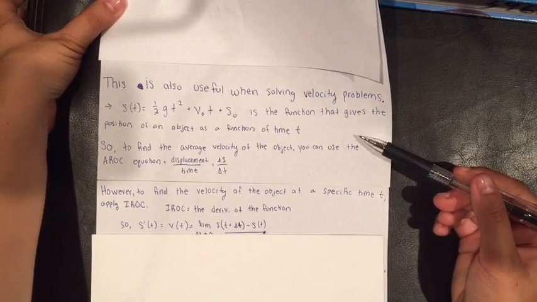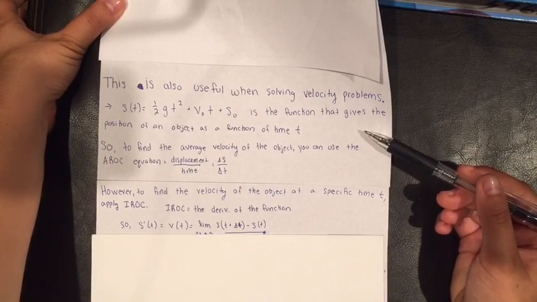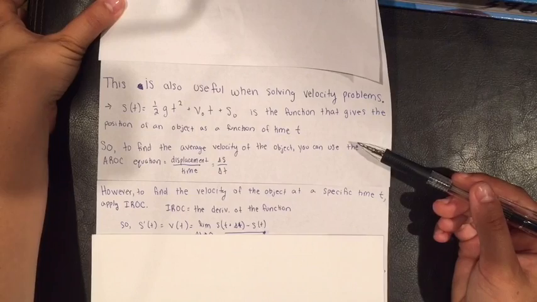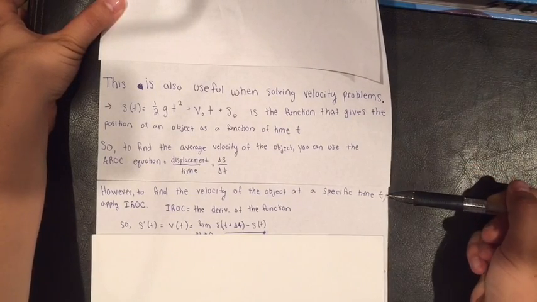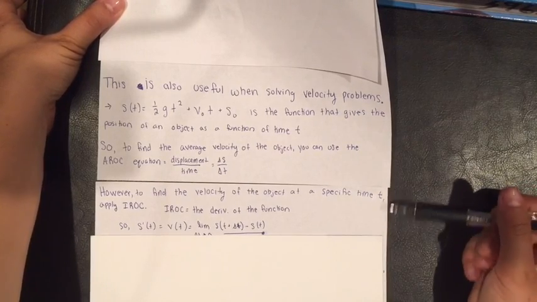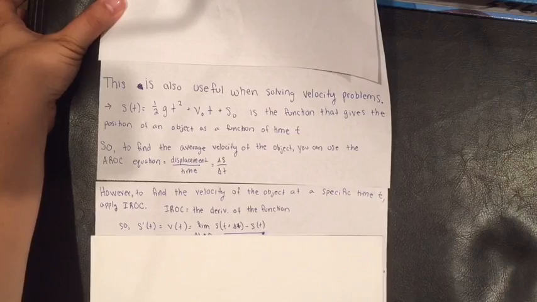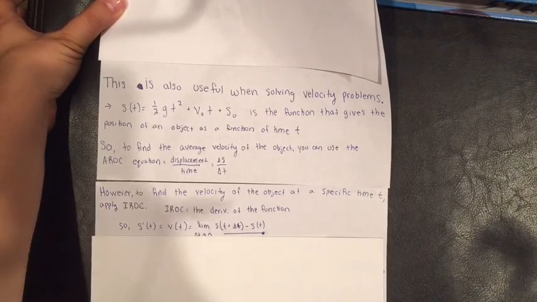So, when you want to find the average velocity of an object, you can use the average rate of change equation, which equals displacement over time. However, to find the velocity of an object at a specific time t, you're going to have to apply the instant rate of change, which is the derivative of that function. So, the derivative of the position function is going to equal the velocity.